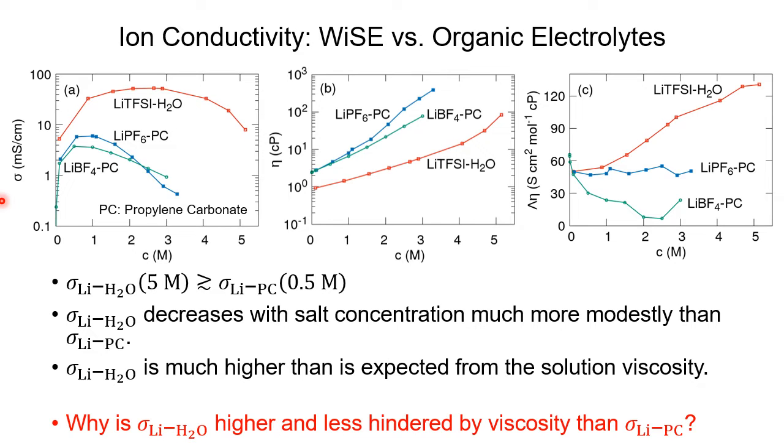Here, we are looking at the ion conductivity as a function of salt concentration for one WISE made of lithium TFSI and two organic electrolytes based on propylene carbonate. We can see that the conductivity of WISE at 5 molar concentration is comparable to that of organic electrolytes at much lower concentration, and it cannot be explained by the macroscopic viscosity of the solution. So the question is, why is the conductivity of WISE much higher and much less hindered by viscosity than organic electrolytes?